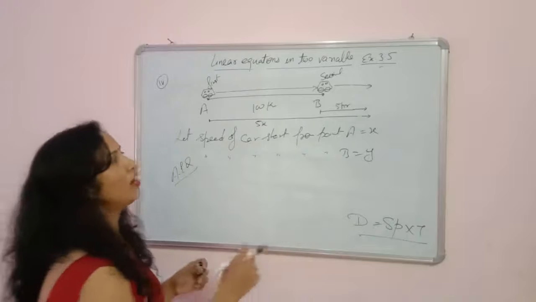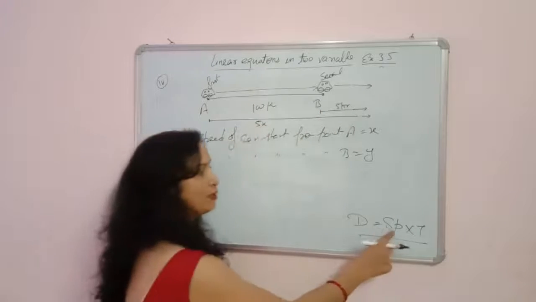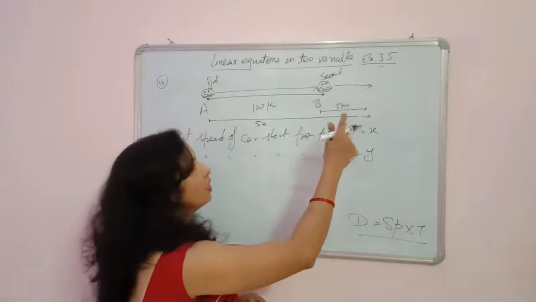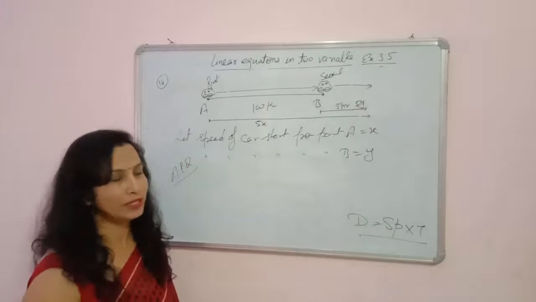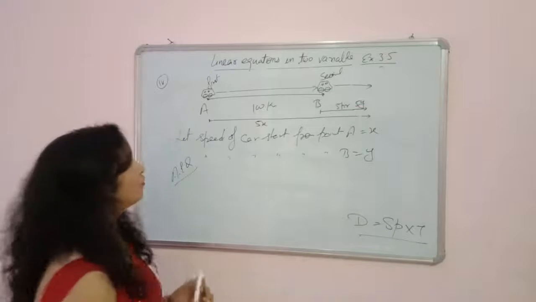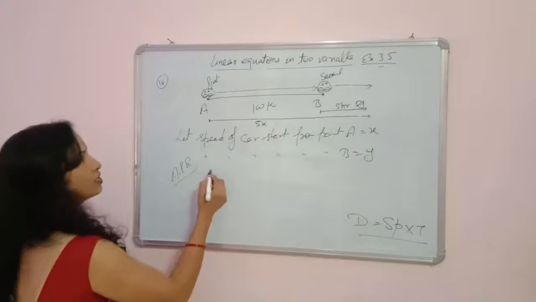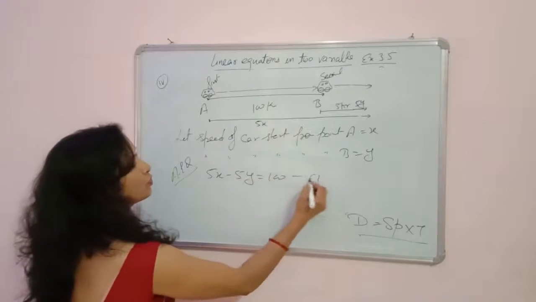And again in 5 hours, the distance covered by this second car will be, again, speed multiplied by time. The time taken by this car is 5 hours and the speed is y. So the distance covered by this car, started from B, is 5y. Now the difference of both the distances covered by these cars is 100. It means 5x minus 5y is equal to 100. This is equation 1.